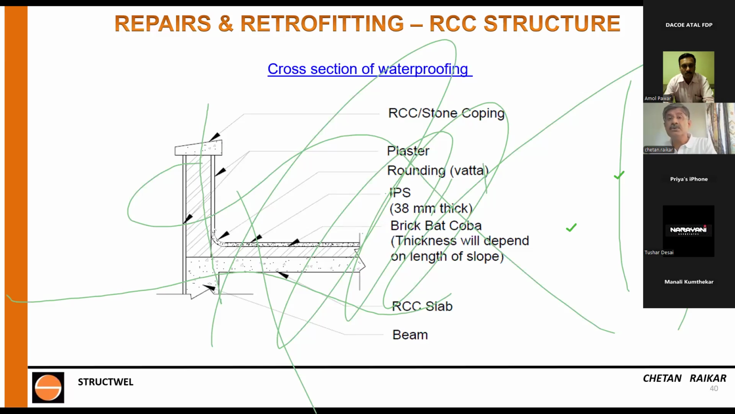So RCC stone coping is very important for pushing the rainwater outside the structure. So if the parapet wall cracks, RCC stone coping helps. RCC stone coping, not mortar or pure concrete, not PCC. There has to be reinforcement in it so that it does not crack. Internal or external plaster, yes, very important. Rounding of water is very important for the water to flow out.